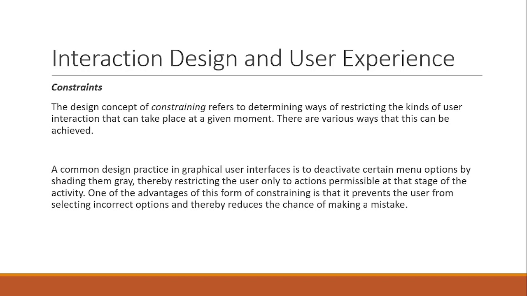So a common design practice in graphical user interfaces is to deactivate certain menu options by shading them in gray. So the buttons are disabled, thereby restricting the user only to actions permissible at that stage of the activity. So their actions are limited. One of the advantages of this form of constraining is that it prevents the user from selecting incorrect options and thereby reduces the chances of making a mistake. So the purpose of constraining is most likely to prevent users from making mistakes.